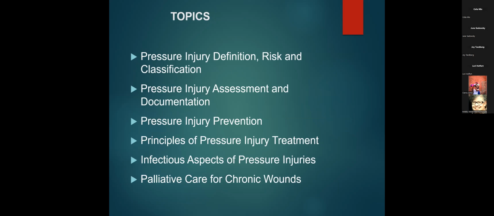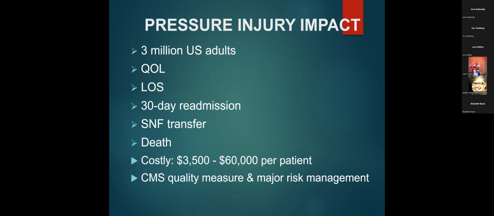So the topics that we're going to review are the definitions of pressure injuries, the risks. We want to look at the assessment process and how you best document, talk about the prevention of wounds, and then the principles of treatment overall, touch a little bit upon the infectious elements of pressure injuries, and then finally to discuss when the moment is best for palliative care for chronic wounds. Okay, so if we can have the next slide, please.